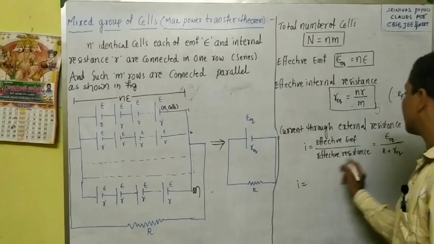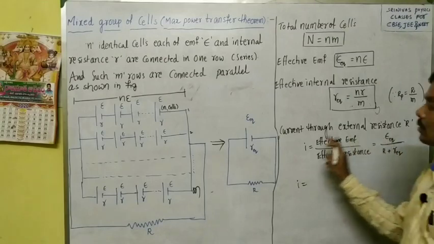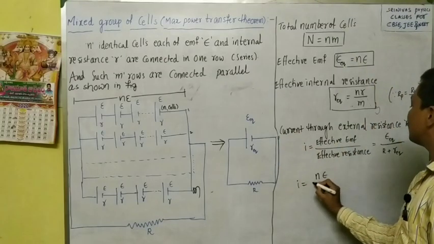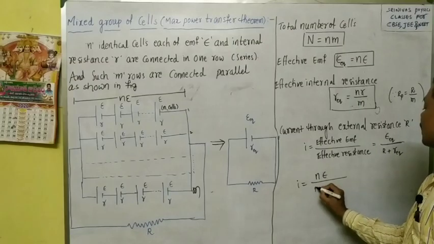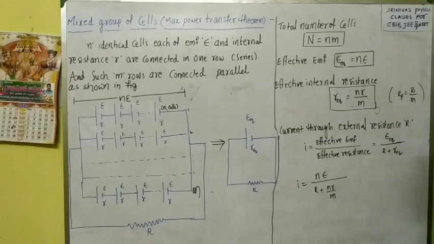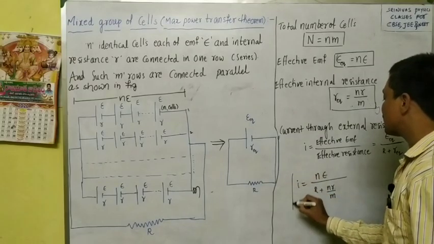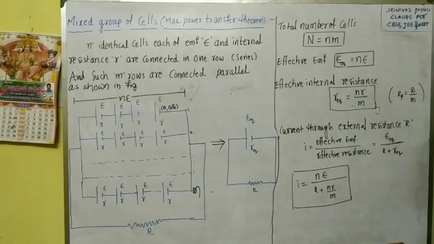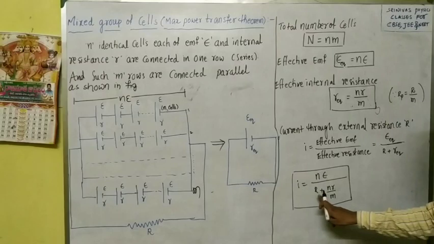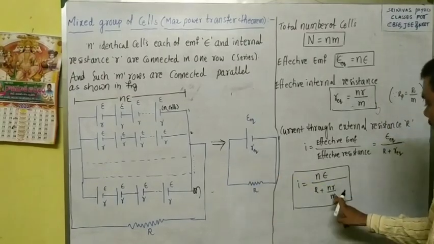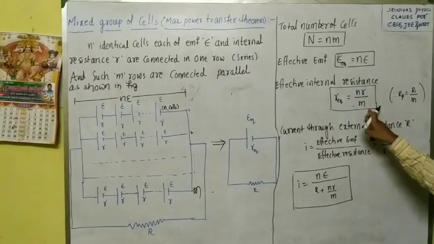Then what is the formula for the E equivalent? E equivalent is already we know NE, by capital R plus R equivalent, R equivalent is NR by M, right? This is the current formula. Now if we will simplify this, effective EMF is NE, effective resistance is external capital R plus internal R equivalent. Okay, R equivalent is NR by M.